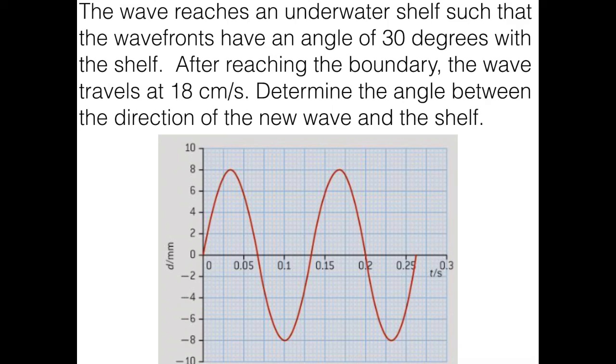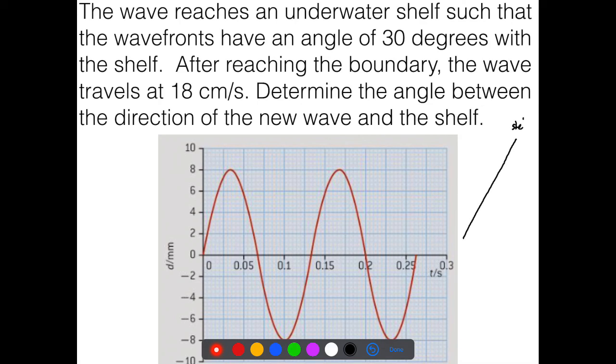All right, so let's see if we can first draw a picture of what's going on here, because I am at a loss. So here's my shelf. It says that the wave fronts are coming in with an angle of 30 degrees with the shelf. So here's my wave coming in. Here's my wave fronts. Okay, so something like this. It says that that is 30 degrees. Now that's all nice and good, but actually what it's asking is, the wave comes in and then it changes speed. It's actually going to be going faster when it gets through, all right?